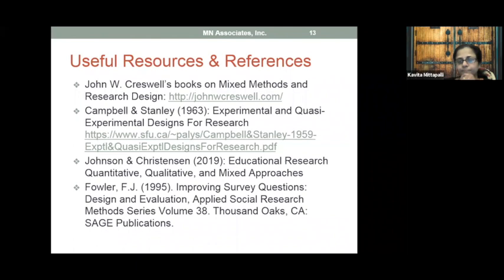Okay. So these are some really good references. I think one of my favorite books has always been Creswell's book on mixed methods and research design.